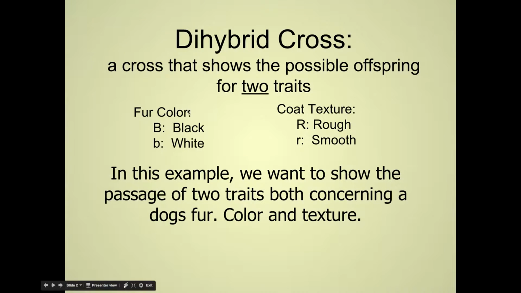So for example, let's say, in this case, maybe we're talking about dogs. And dogs can either have black fur or white fur. And that fur can either be rough or smooth. So now we're talking about their color and their texture. We want to know both at the same time.